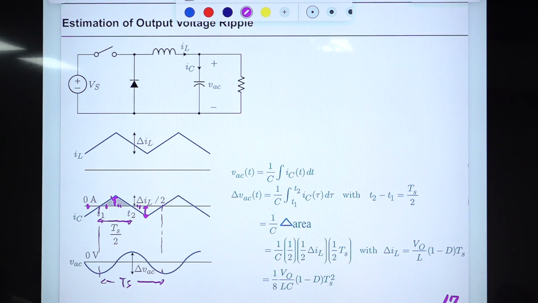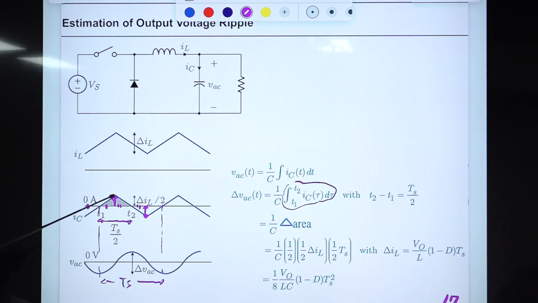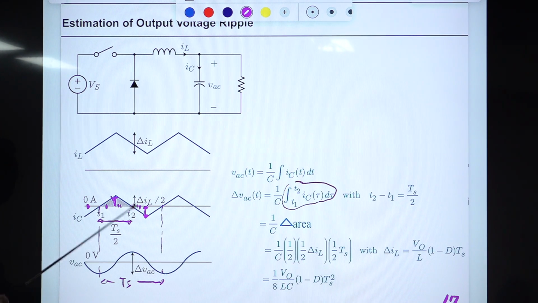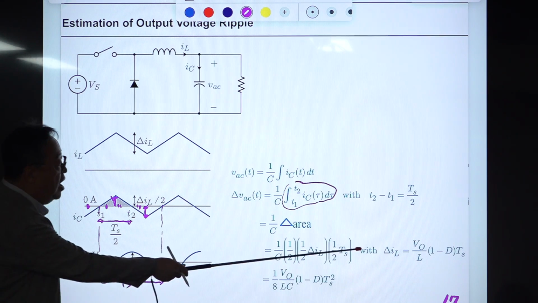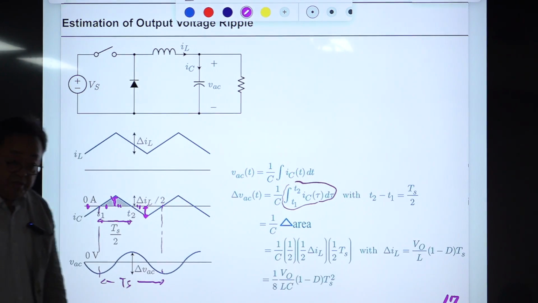This definite integration is the same as evaluating the area of this shaded triangle. You learned this in your high school or middle school. Okay, so this is the equation, and this area can be evaluated from the geometry of this triangle. So you have 1/C. Because of the triangle, you have 1 divided by 2, and this is the height of this triangle, and this is the width of this triangle, and this del IL as given by this is the on-time slope and on-time period. Okay.